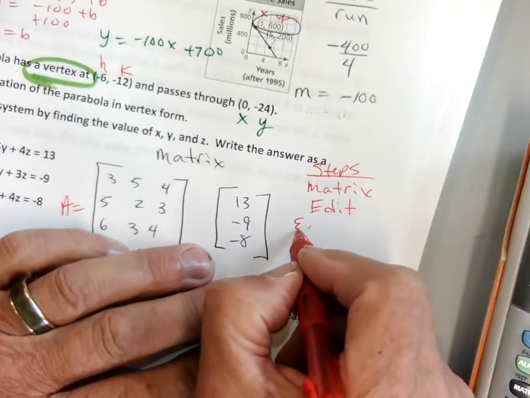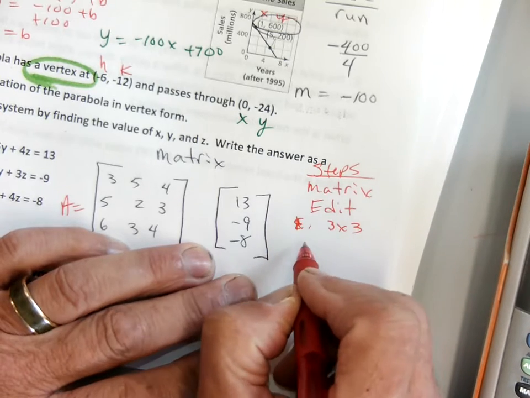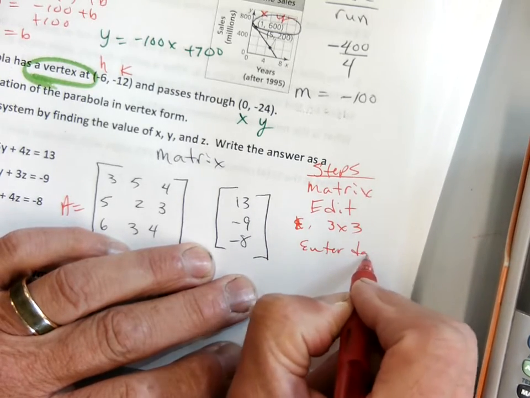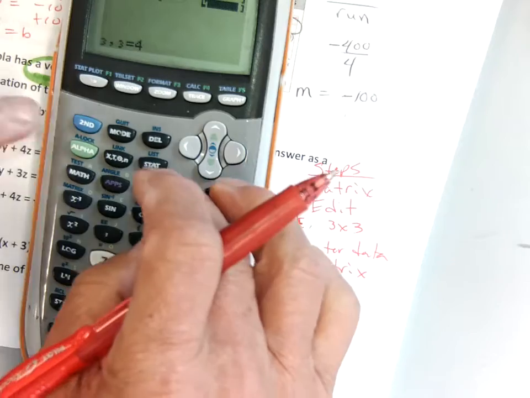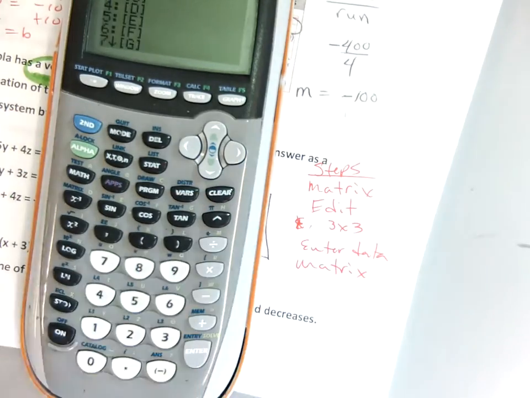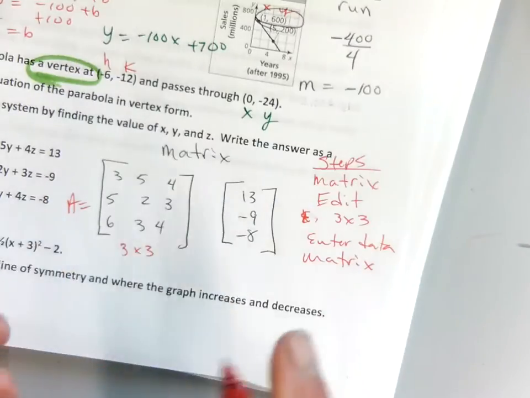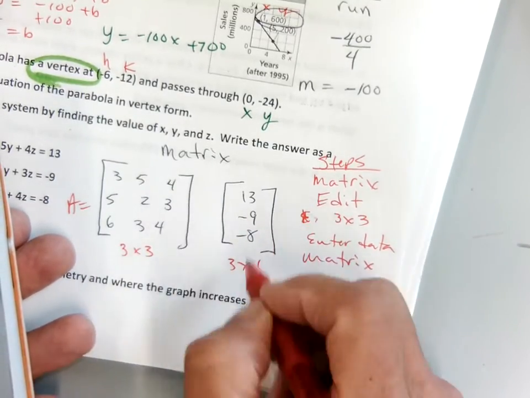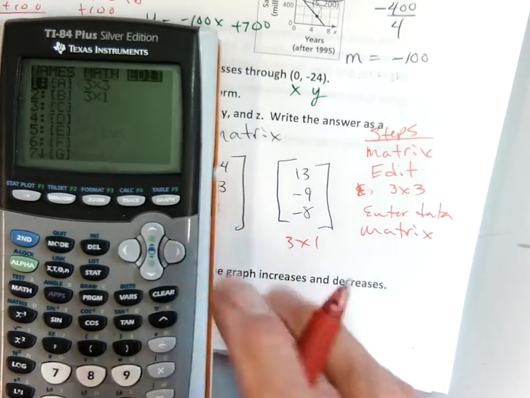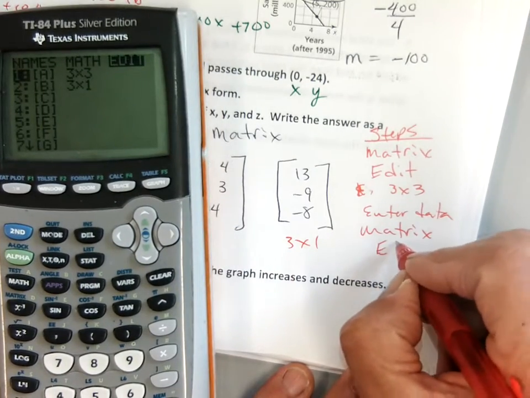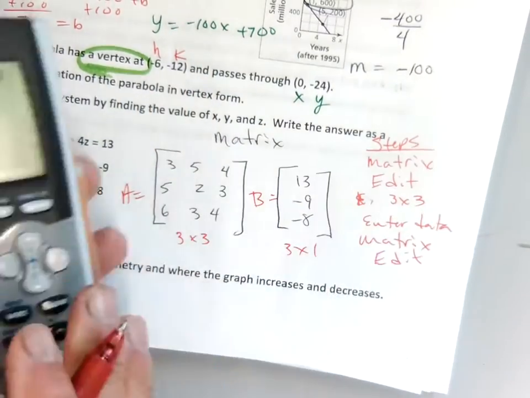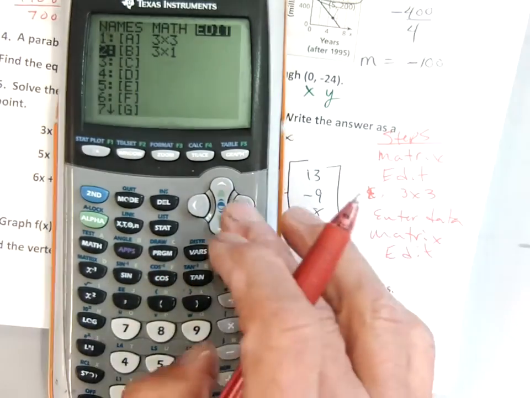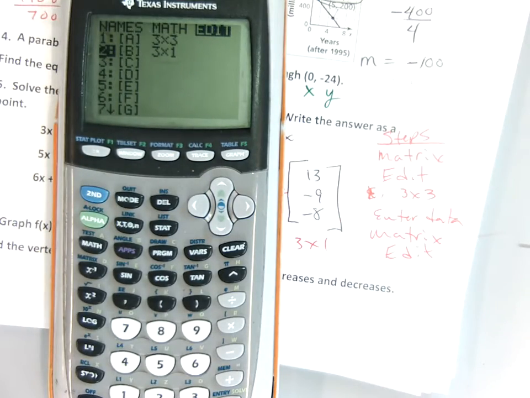So edit and then enter data. I want to go 3 by 3. Enter data, which I just did. And now I'm going to hit matrix again, second matrix, because I need to make the other one. So I've got 2 matrices, and this is a 3 by 1 because there's 3 rows, 1 column. So I go to edit again. But this time I want to edit B. Let's call this one B. Matrix B, okay? So this time I'm going to edit B, so I moved it over to edit, and I moved it down to B, okay?